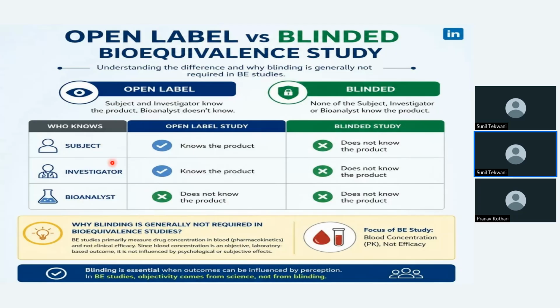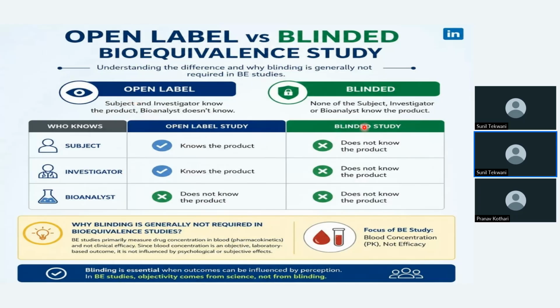Okay, let the subject know what they are taking, let the investigator also know what he is giving, but the bioanalyst should not know. Why in an open label study is the bioanalyst kept blinded? Because if the bioanalyst knows, he can introduce some bias or some manipulation during analysis to give good results for the test product. Okay. So in any case, the bioanalyst is not told what he is testing. So to avoid this manipulation or this issue, the bioanalyst is blinded in an open label study as well.